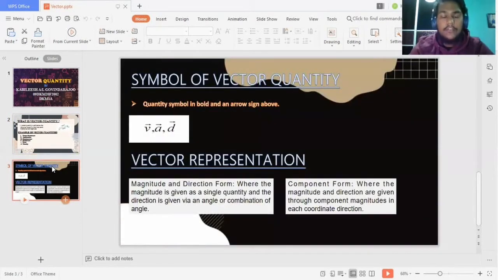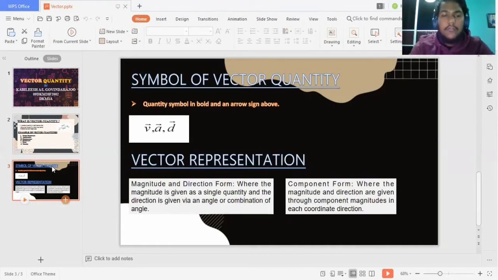Now I'm going to explain about the symbol of a vector quantity. The symbol of a vector quantity is the quantity symbol in bold with an arrow sign above. As you can see, there's a symbol in bold, and above that, there's an arrow to represent the vector quantity.